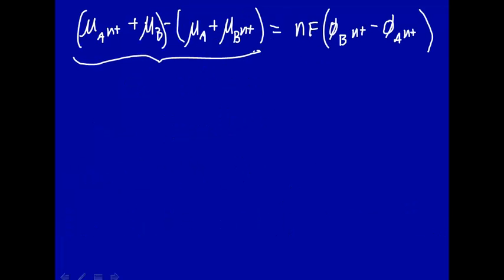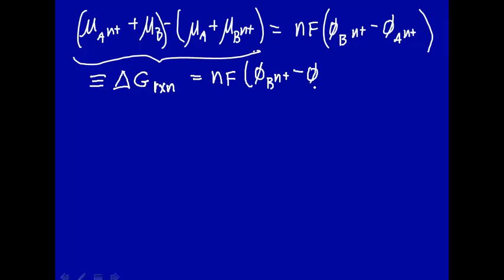So the products minus reactants chemical potential, this we defined as the free energy change for a chemical reaction. And that then is equal to NF times the potential of Bn+ minus the potential of An+. Now, what I'm going to say is that this represents an oxidation, a potential for oxidation. So, for example, if you have B being oxidized to Bn+ plus n electrons, this is the potential for that oxidation. This is the potential for An+.